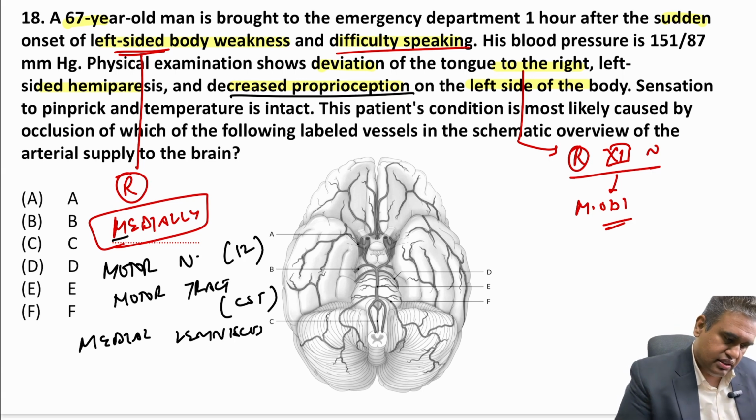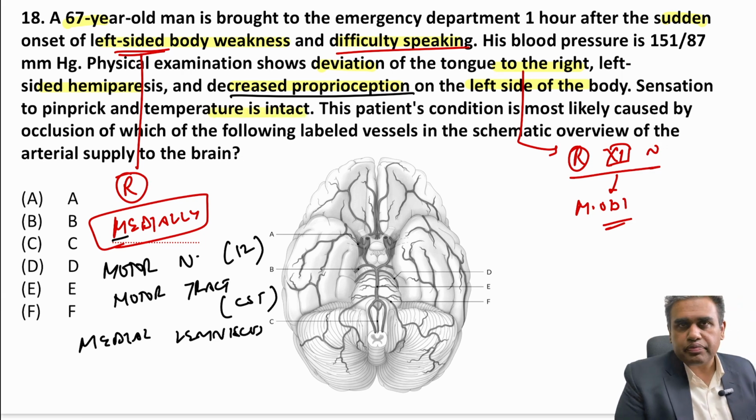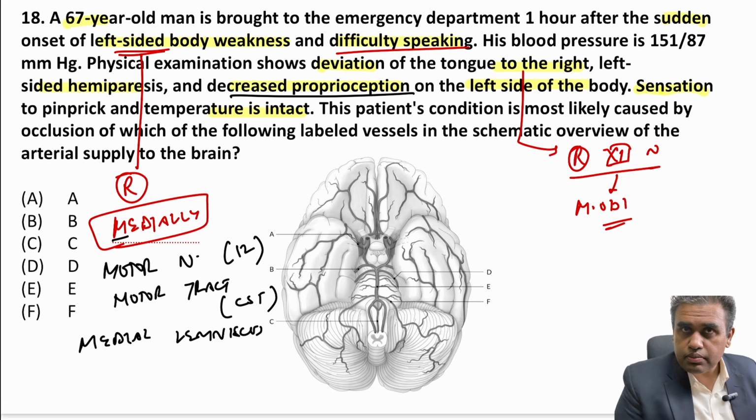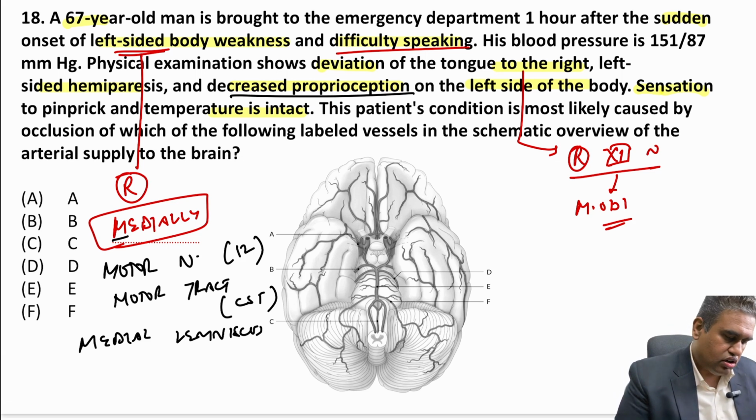What else can you see? Sensation to pinprick and temperature is intact. Why? Because they lie on the lateral side. This is the spinothalamic tract. S for spinothalamic, S for being on the side, on the lateral side. The patient's condition is most likely caused by occlusion of which of the following labeled vessels in the schematic overview of the arterial system of the brain?